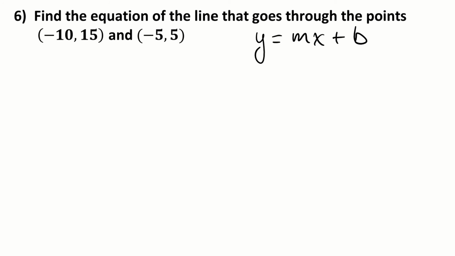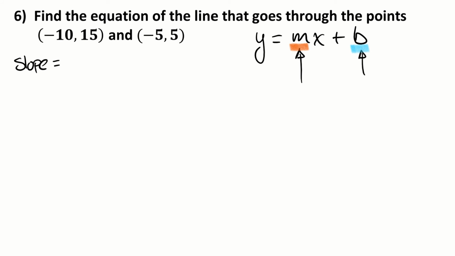This requires that I know 2 parameters. I need to know my slope parameter, and I also need to know my y-intercept parameter. If I can figure out what the slope is, and if I can figure out what the y-intercept is, I'll have all the information that I need to find the equation of that line. Well, it happens that because I have 2 points, I can figure out the slope. So the first thing I'm going to do is figure out the slope of this equation.